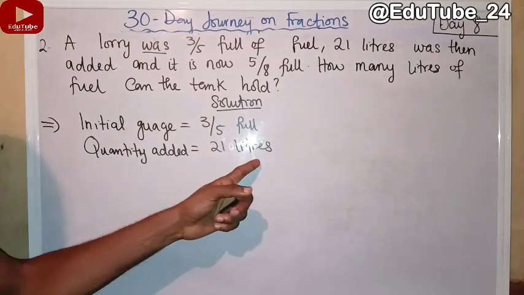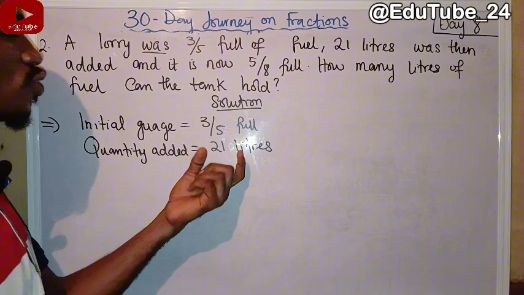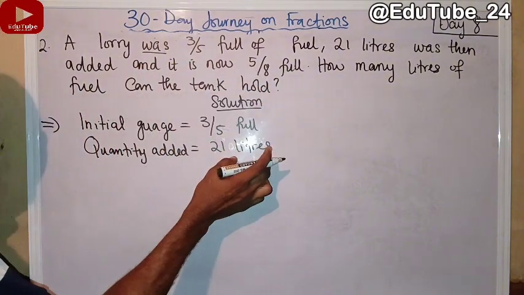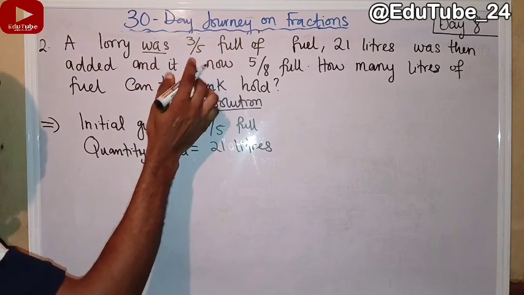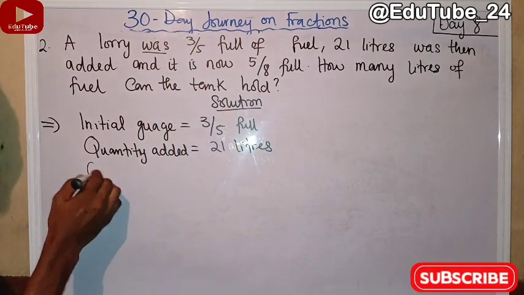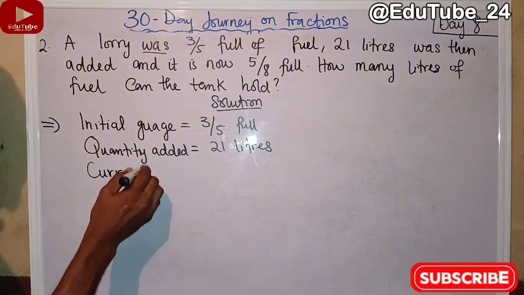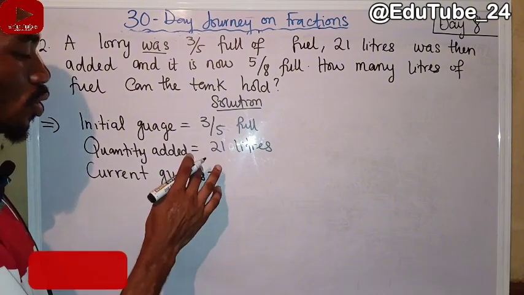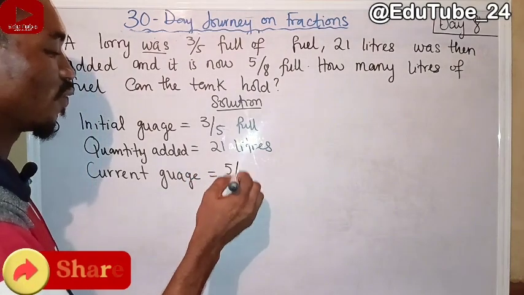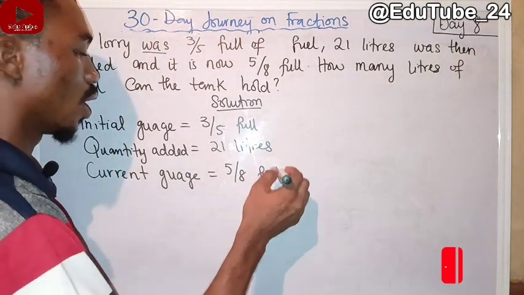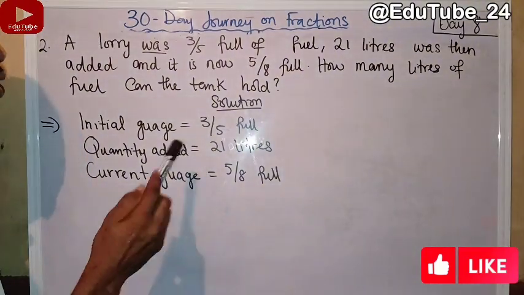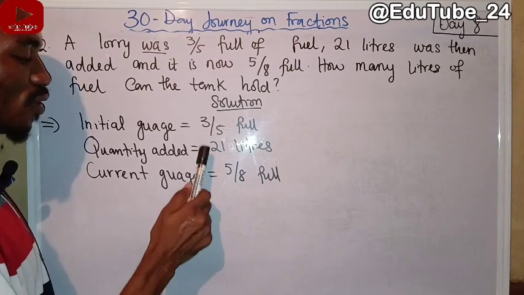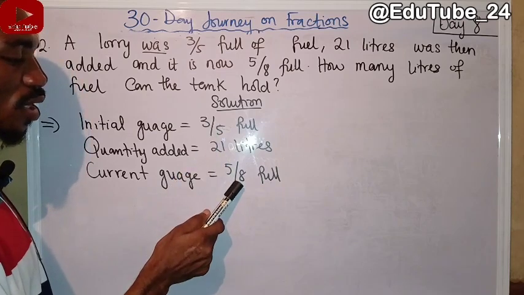So now if 21 liters was added, that means we need to find the quantity of fraction that was also added. So after 21 liters being added to the initial gauge, it is now 5 over 8 full. So I'm going to describe that as the current gauge. Current gauge is now 5 over 8 full. Now what does this mean? It means that initially the tank was 3 over 5 full, and after this quantity of liters of fuel was added, the gauge became 5 over 8 full.